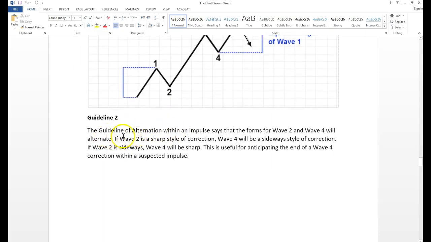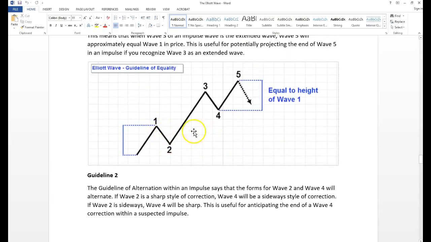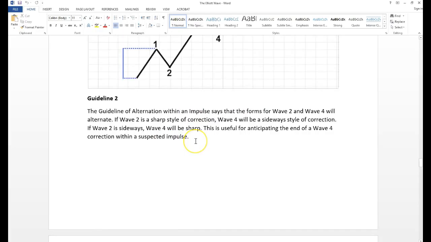Guideline 2 is the guideline of alternation within an impulse. It says that the forms of wave 2 and 4 will alternate. Alright? If wave 2 is a sharp style of correction, wave 4 will be a sideways style of correction. So the waves we're talking about are this wave right here and this wave right here. So let's say this is a sharp retrace, like this angle right here. This wave should be more flat, going sideways like a flag or a pennant. Whereas this one could be like a descending wedge, or something like that. This one would be the pennant. We won't go over that on the charts as well.